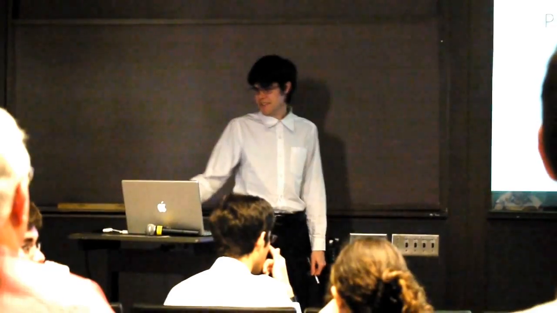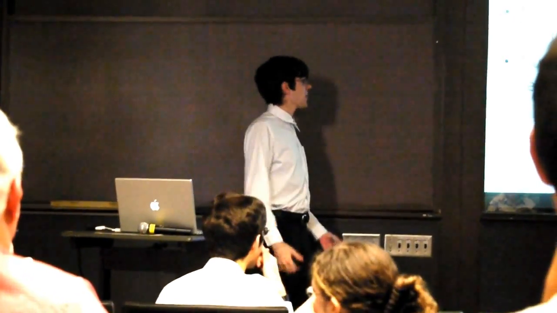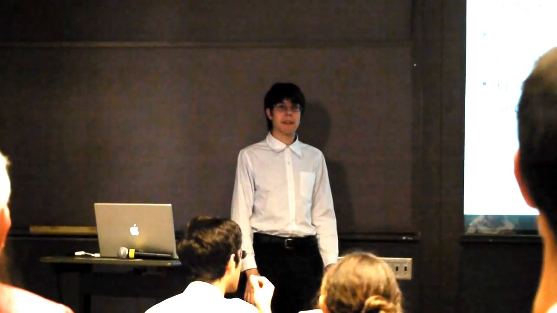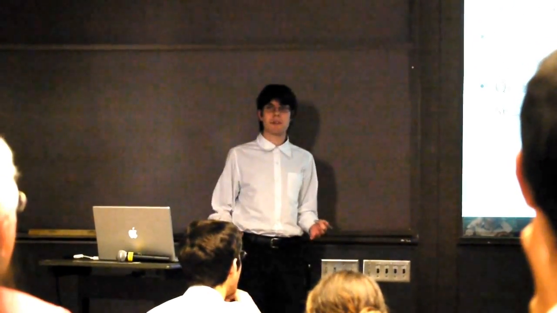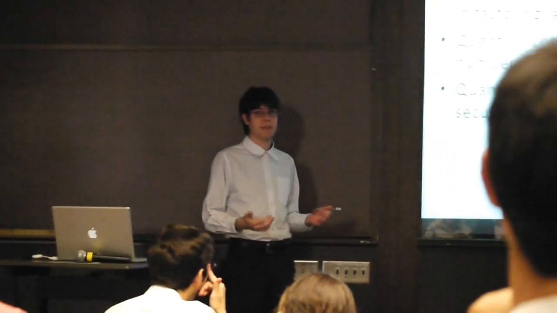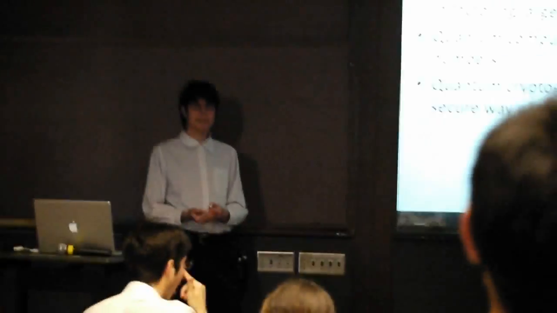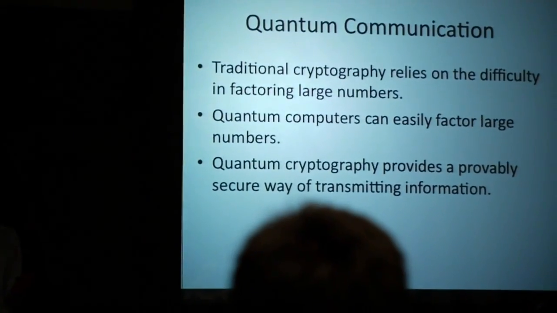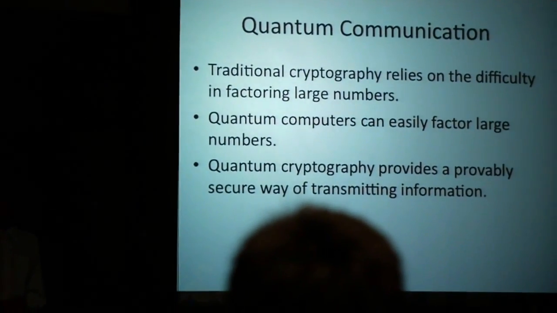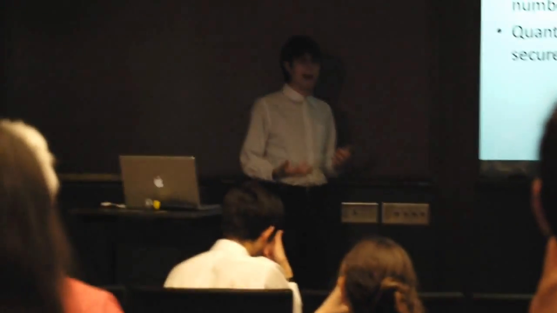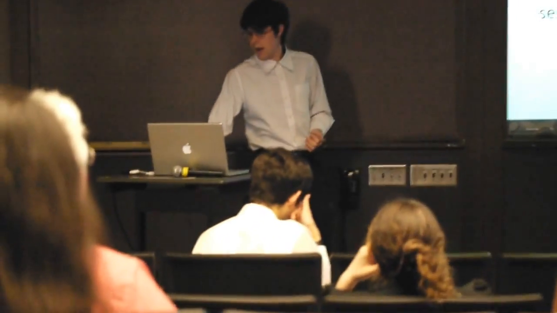Thank you. So our lab works on quantum communication. One example of quantum communication is quantum cryptography. Essentially the idea behind quantum cryptography is we want to make more secure cryptography systems. Traditional cryptography relies on the fact that it's really hard to factor large numbers. But if you had a quantum computer, you could do that really quickly. And so quantum cryptography is an alternate method that is provably secure by relying on quantum superpositions.